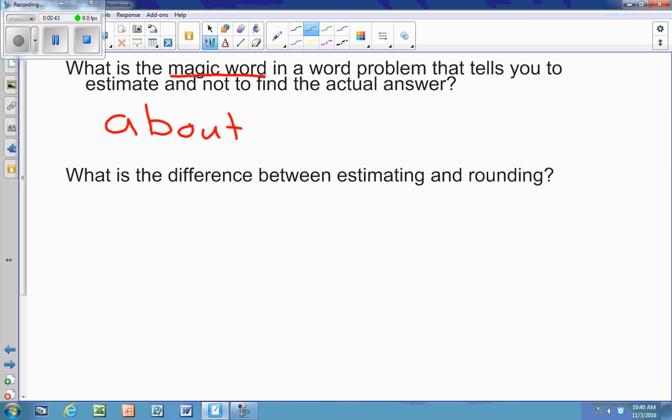The other thing you need to know is the symbol that we use when we're talking about estimating. It's like an equal sign, but it's squiggly. It's like a squiggly equal sign.